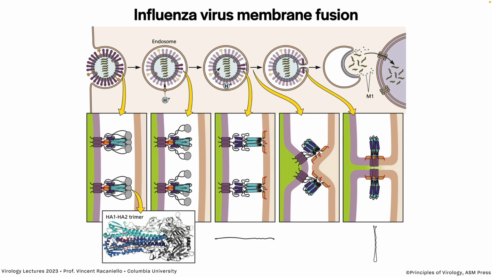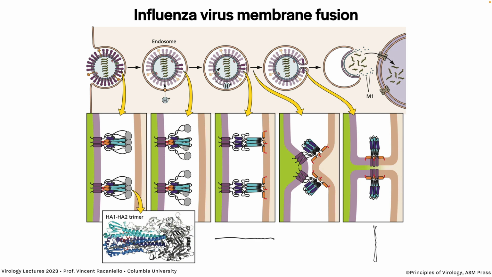So the pH drops, and as the pH drops, that causes a conformational change in the hemagglutinin molecule. So you can see now here, the globular heads are falling away as the pH drops, and eventually they're all the way away, and the rest of the HA extends so that the fusion peptides are inserted into the endosome membrane. So that's on the third panel here, those orange tubes, those are the fusion peptides stuck in the cell membrane.